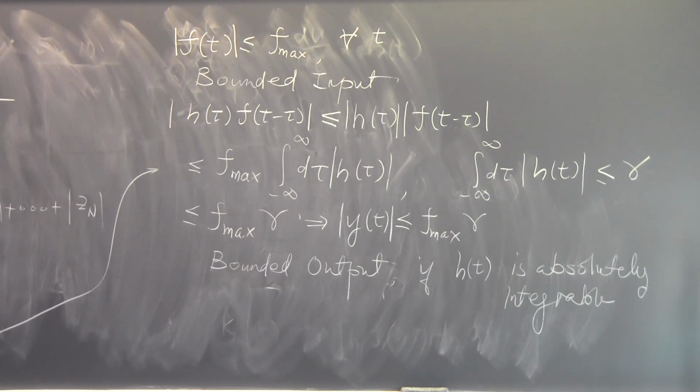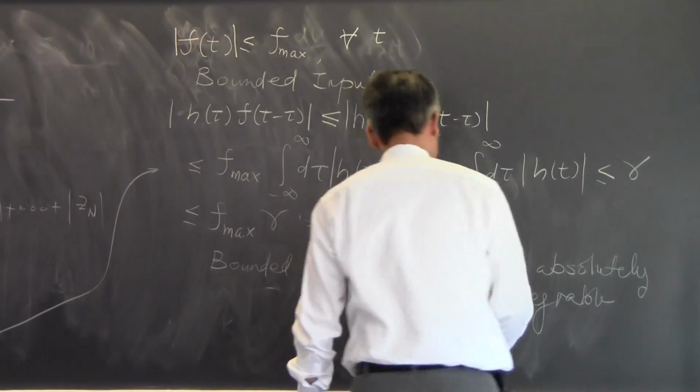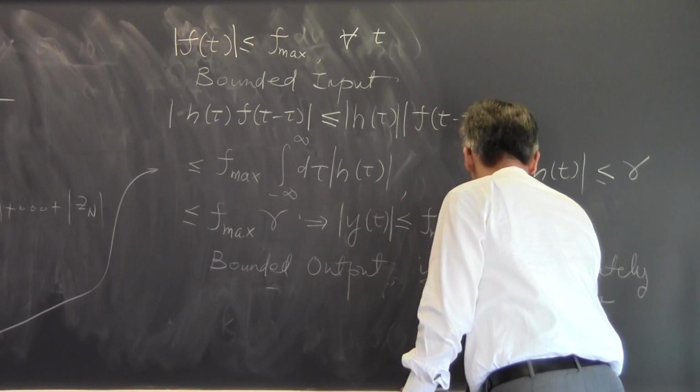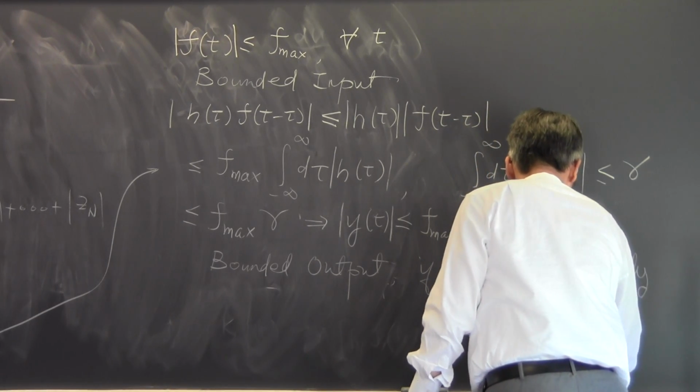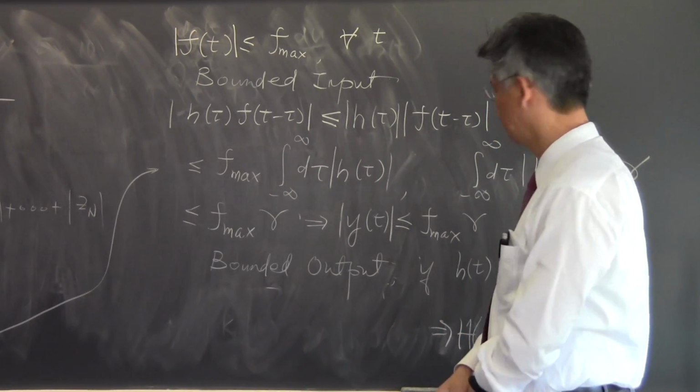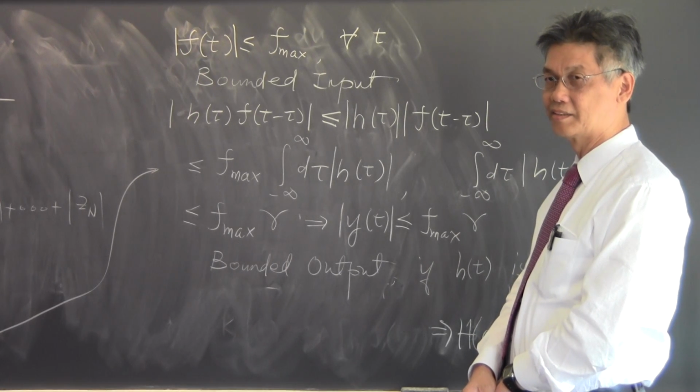No, not exactly. Where have you seen this before? Fourier. When would the Fourier transform of a function exist? When the function is absolutely integrable. You remember that? Remember this for the future. So if h of t is absolutely integrable, it also means that h of omega exists.